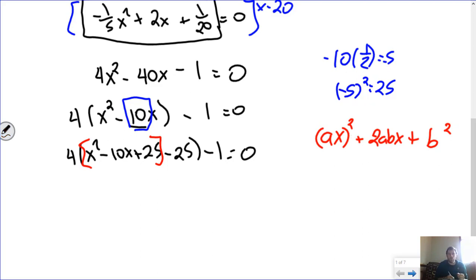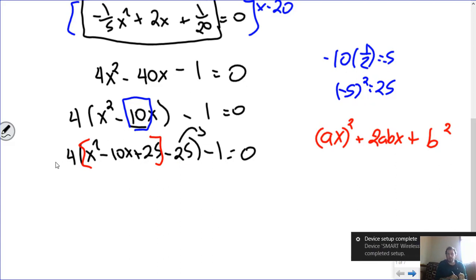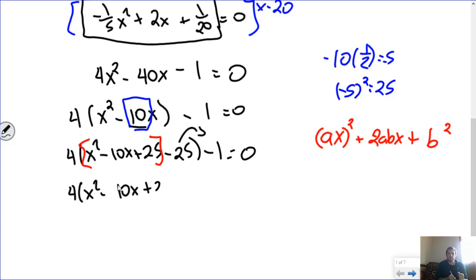So now what we're going to do is we're going to take this negative 25 and move it outside of my bracket by multiplying the 4 in front of the bracket over. So I get 4 times x squared minus 10x plus 25, minus 25 times 4, which is 100.